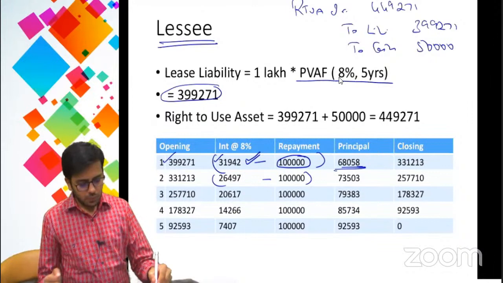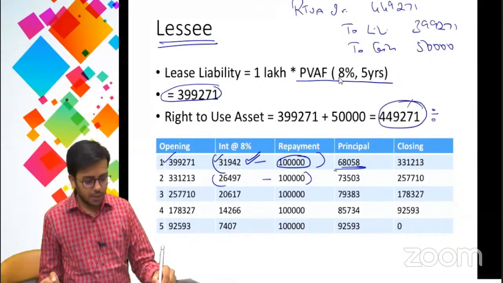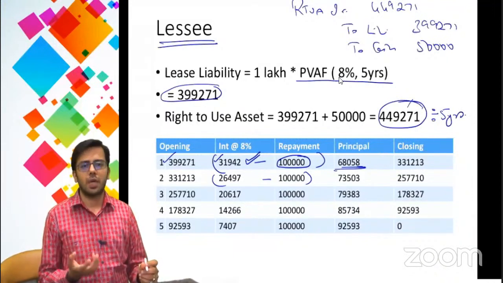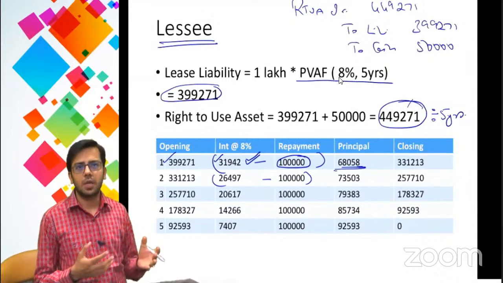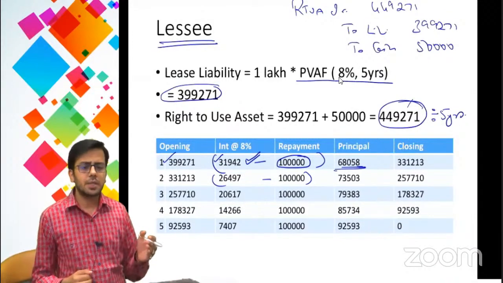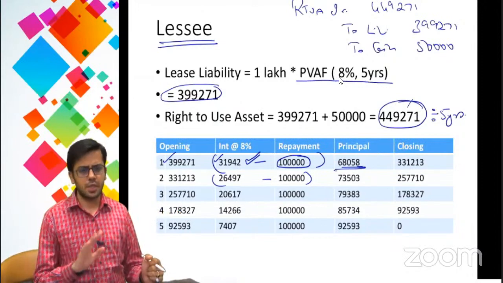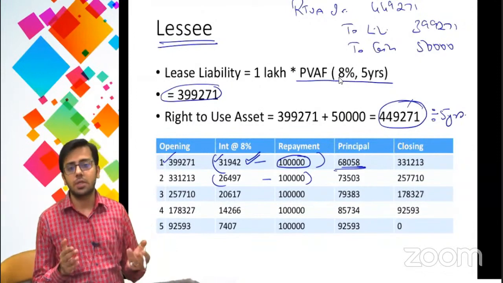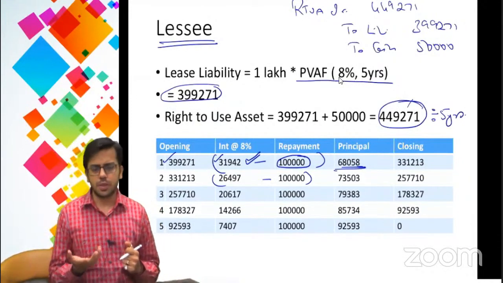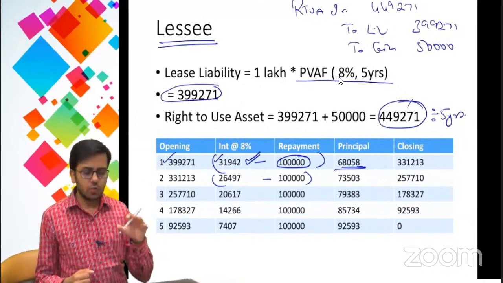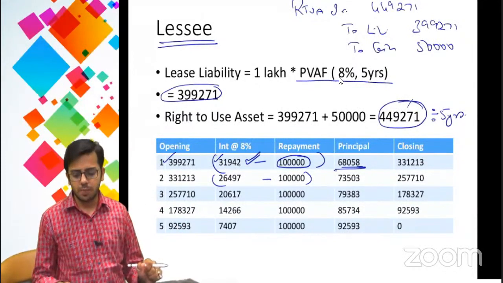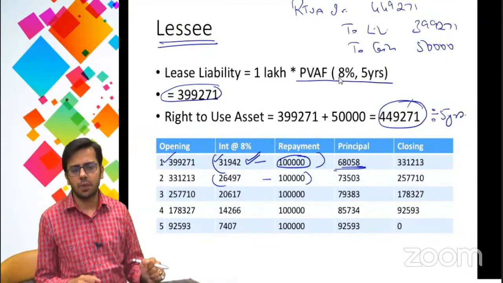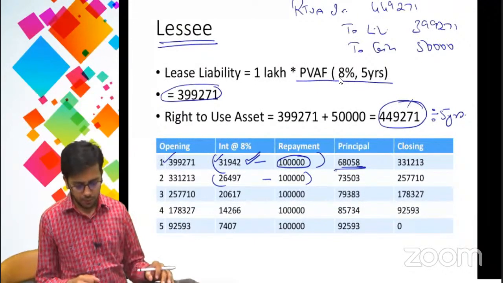Now, regarding this right to use asset, it will be depreciated over the 5 years. It could be straight line, it could be WDV, depending on the nature of the asset. So if the asset is giving you consistent performance every year, which is generally the case, then it is considered to be depreciated on a straight line basis for the next 5 years. And if the asset is going to give reducing, inconsistent performance every year, then we use the WDV method, written down value method. Okay, so a right to use asset will be depreciated for the next 5 years. For keeping it simple, right now I have considered straight line method. So we are dividing it over the 5 years under straight line method, 4,49,271 divided by 5.